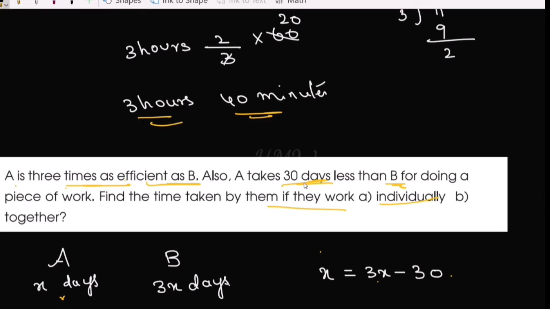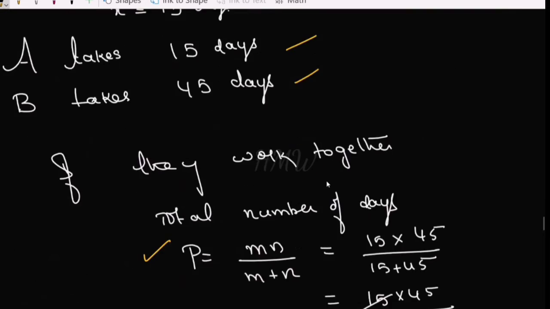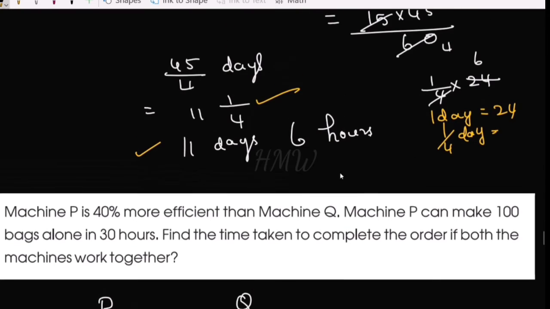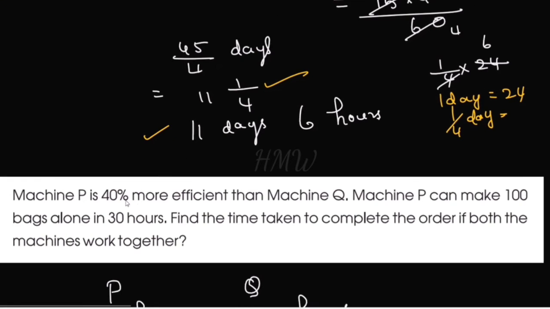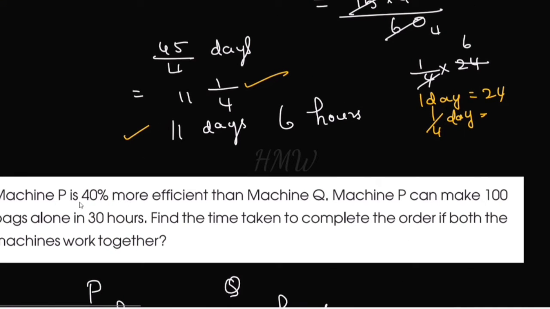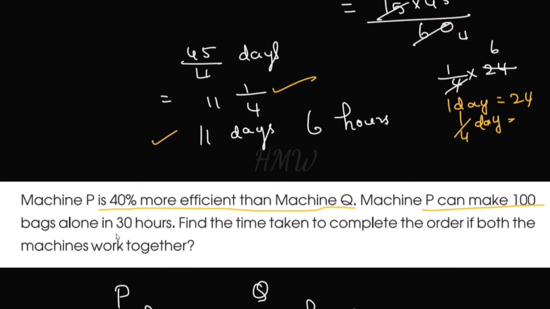If they work separately, 15 and 45 days. But if they work together, it will take only 11 days and 6 hours. Question number 9. Machine P is 40% more efficient than Q. Again, efficiency is given, but in terms of percentage. P can make 100 bags in 30 hours. Find the time taken to complete the order if both the machines work together.